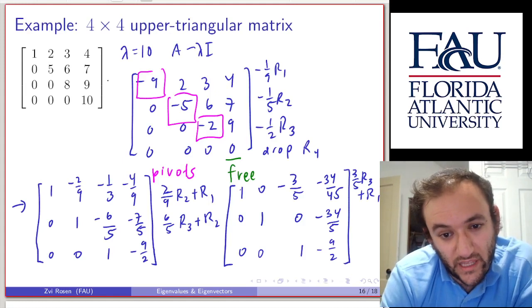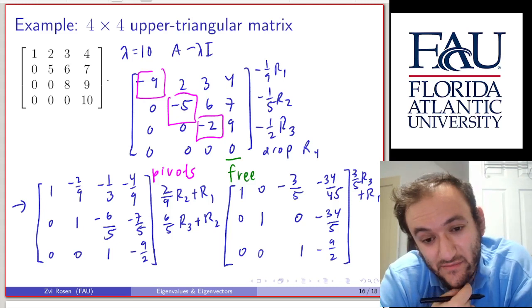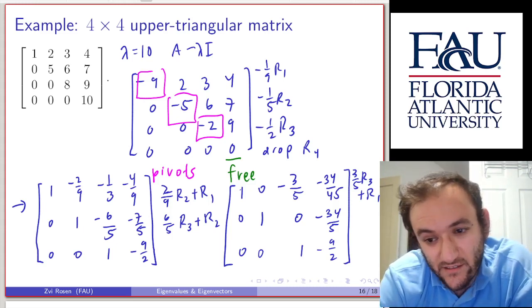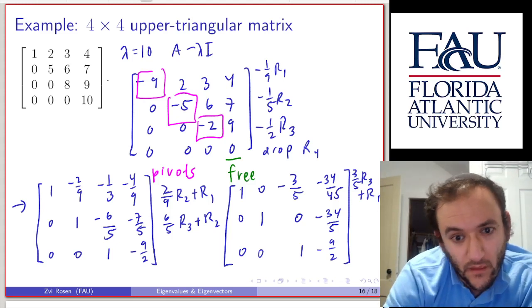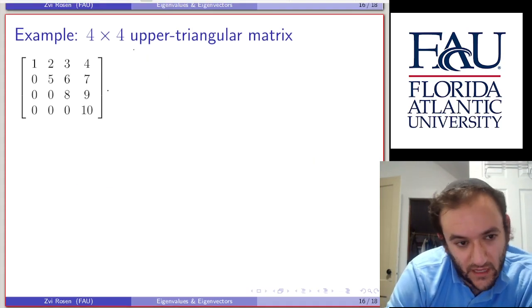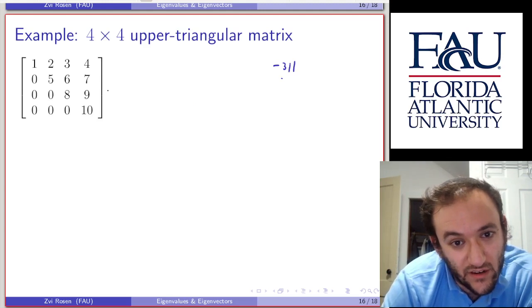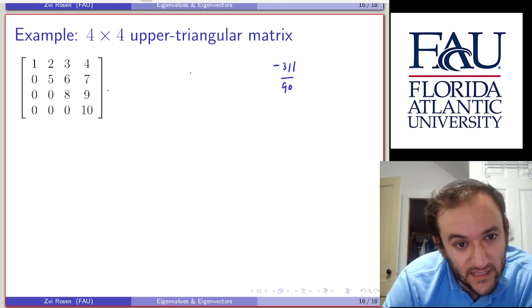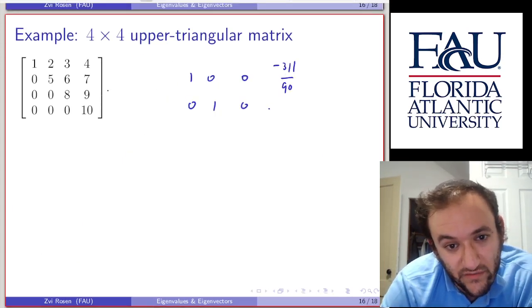Okay, and we get that 3/5 times minus 9/2 is minus 27/10. So the main difficult entry is the top right, which is minus 311 over 90. And the rest of the matrix just looks nice. So we have 1, 0, 0, 0, 1, 0, and we get minus 34 over 5.